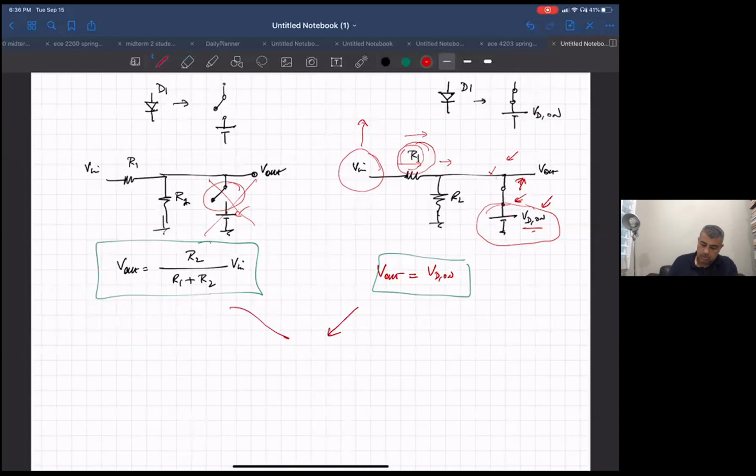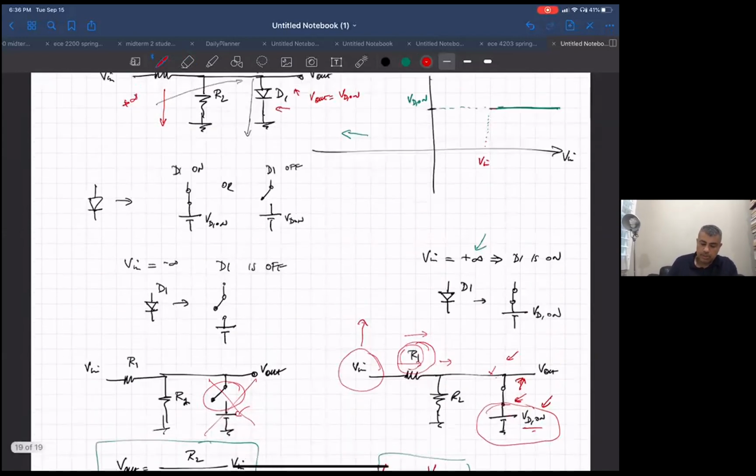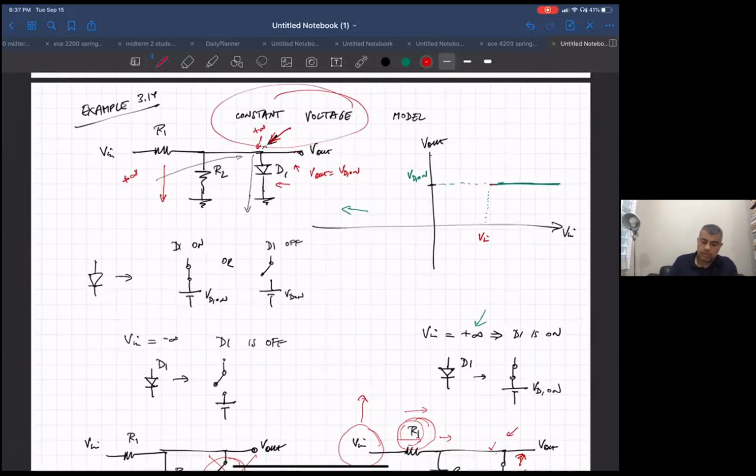So let me just do this. The breakpoint is when Vout is equal to VD on. Does everybody see that? When Vout is less than VD on, the diode is open. When Vout is greater than VD on, the diode is shorted.